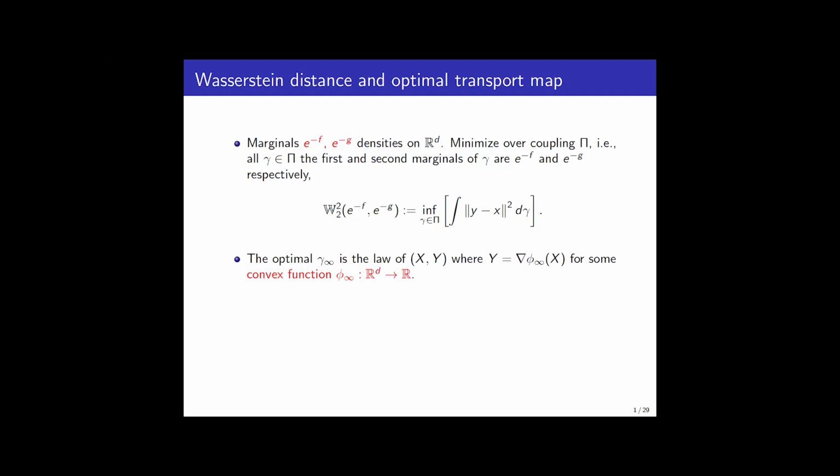As we all know, the optimal coupling here, since I've assumed positive densities, will typically be concentrated around the graph of a function. And that function is quite a structured function: it is given by the gradient of a convex function. Here I'm writing that convex function as phi infinity. With this in mind, for the rest of this talk, I'll call gradient of phi infinity the optimal transport map that takes you from e^{-f} to e^{-g}. If there are any confusions about the direction, I'll clarify as we go along what the optimal transport map is from and where it goes to.